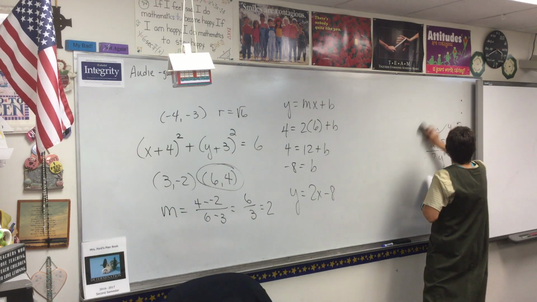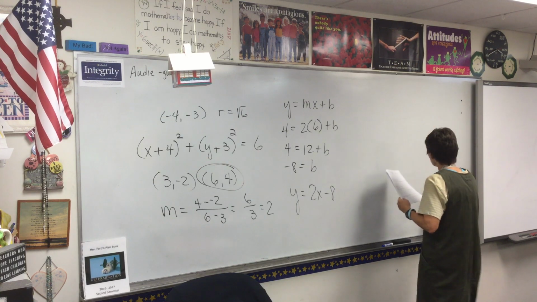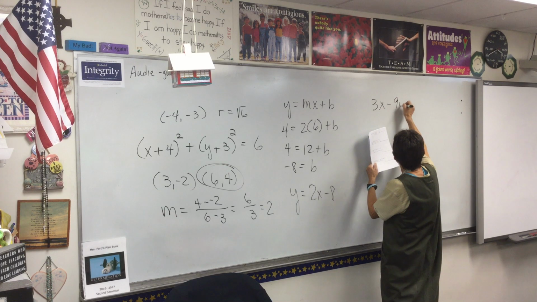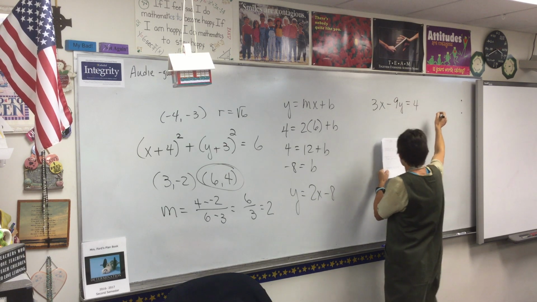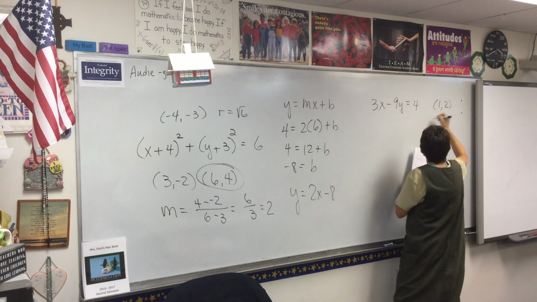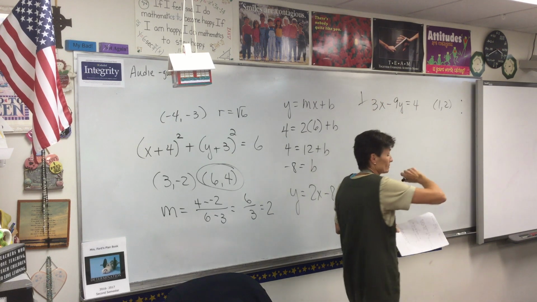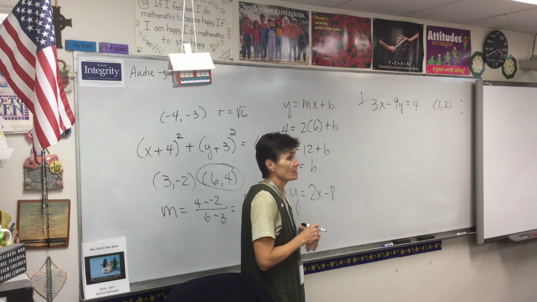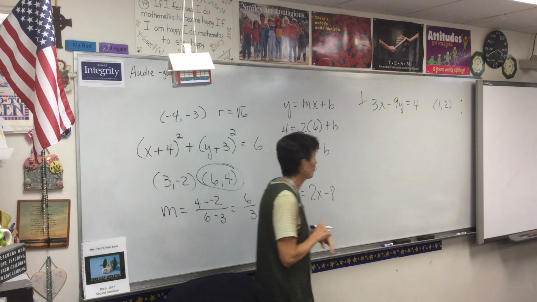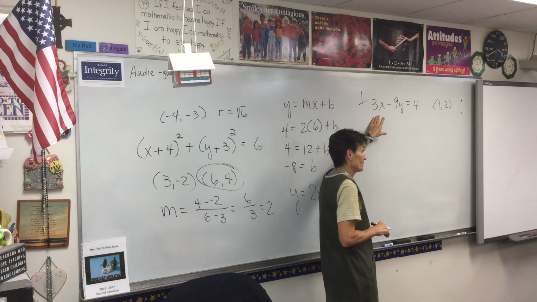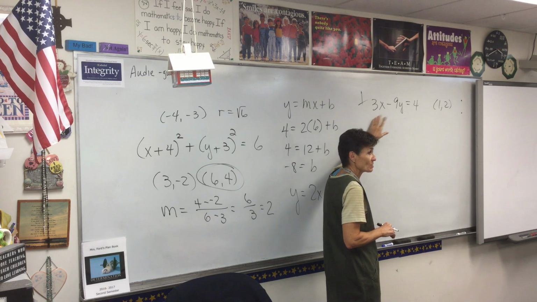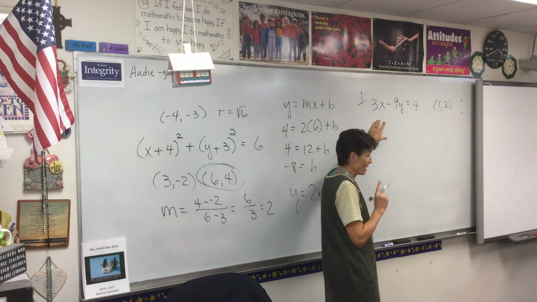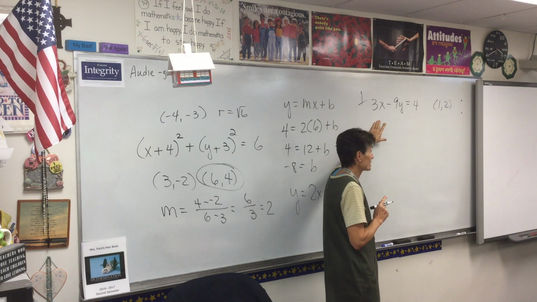Now the next one is exactly the same, gang, except you're going to find your slope a little bit differently. It says we want to be perpendicular, which means I need the opposite reciprocal slope of this one. How do I get the slope of this one? Rearrange the equation so y is by itself.